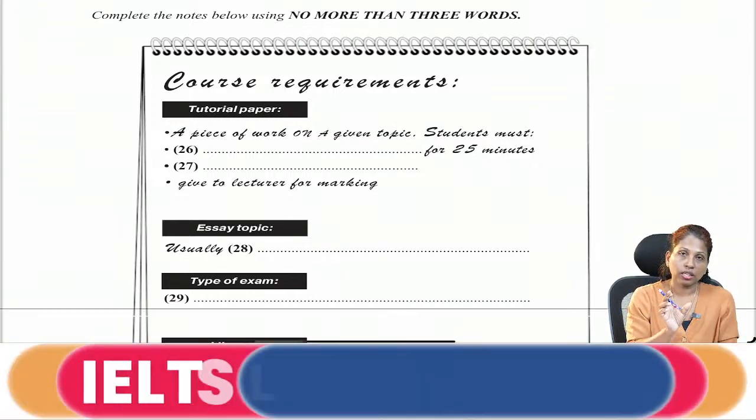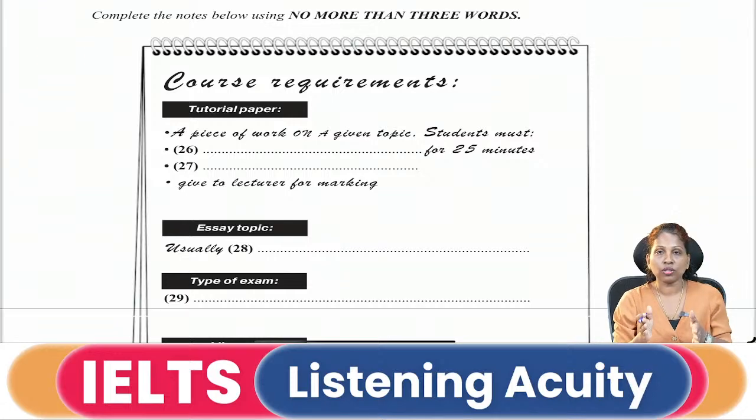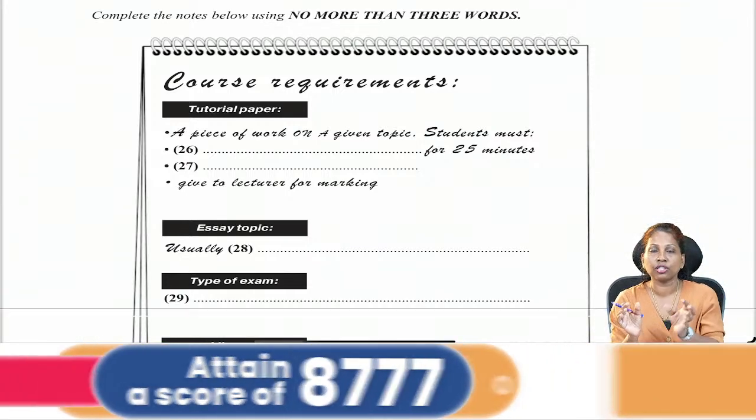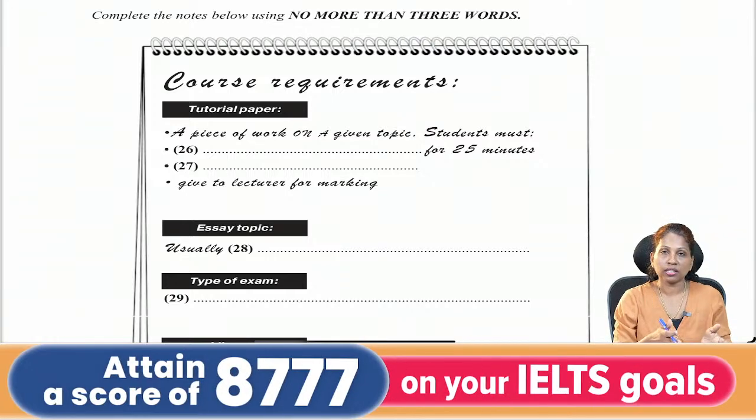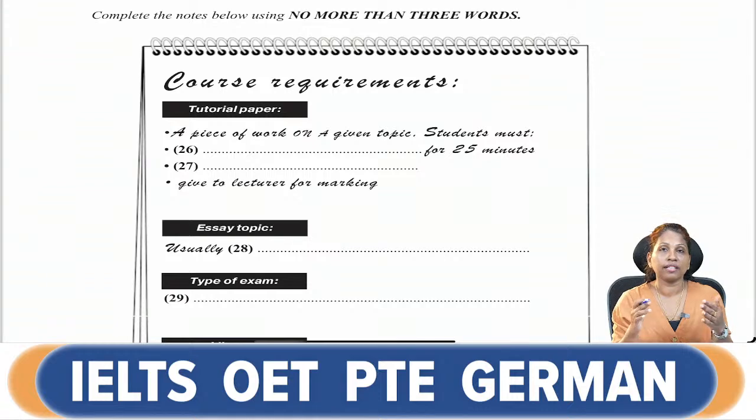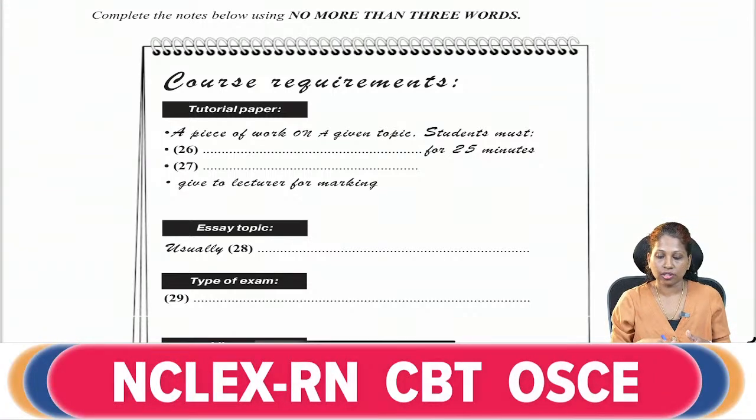In note completion, they won't give a complete sentence, they will give a short form, a couple of words which will make you understand what you're looking for. So the tutorial paper is a piece of work on a given topic. That is the first characteristic.